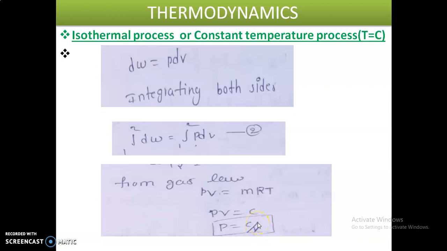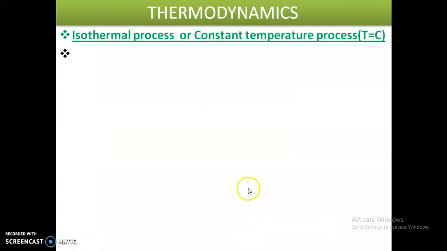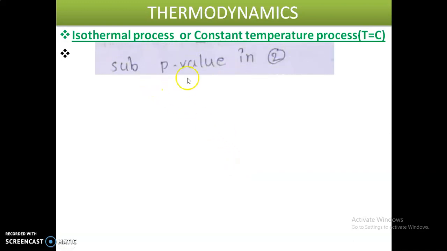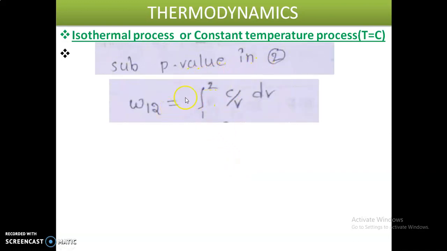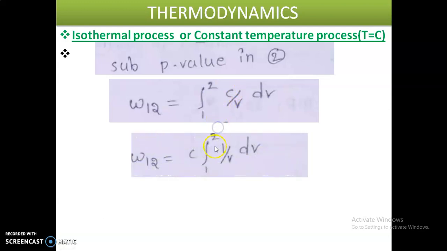So substitute this P value in equation number 2. In place of this P, substitute C by V. If we substitute that P value in equation number 2, W 1-2 for the process is equal to the integral from 1 to 2 of C by V dV. Now see here, C is a constant, put it outside. So W 1-2 is equal to C times the integral from 1 to 2 of 1 by V dV.